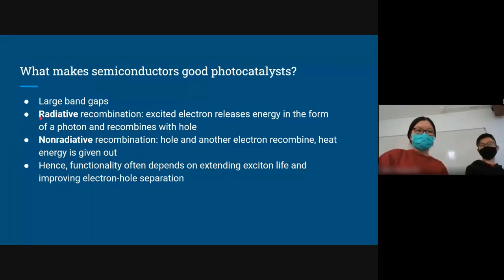As I was talking about earlier, radiative recombination involves the excited electron recombining with the same electron hole that it was excited from, and this releases energy in the form of a photon. But for non-radiative recombination, the electron is excited from the hole and moves away before an electron from another electron hole comes and recombines with it, releasing heat instead.